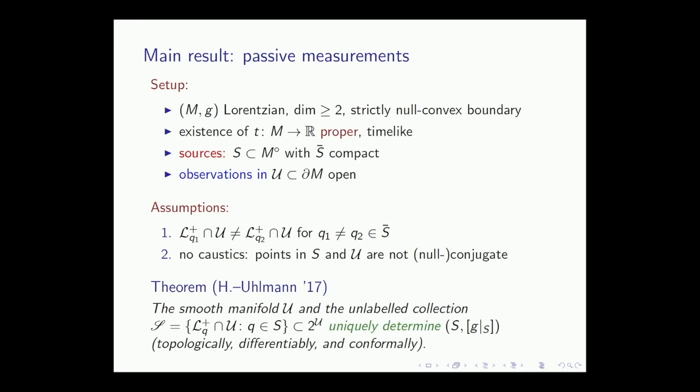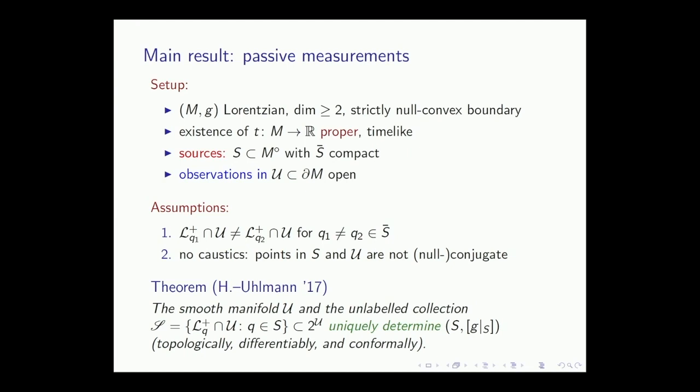That's an obvious assumption. If 2 sources somehow generate the same measurement, you wouldn't be able to distinguish the 2. And there's some geometric thing. You don't want caustics to happen from a point source at the boundary. So that's a technical condition.